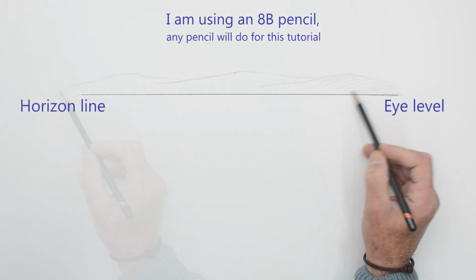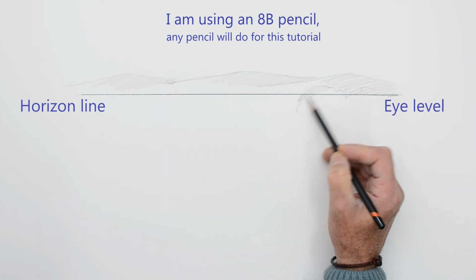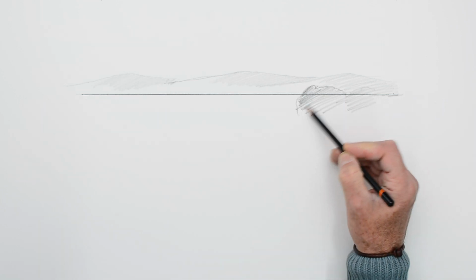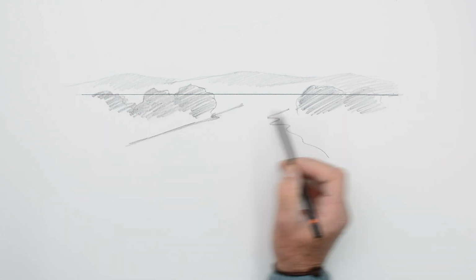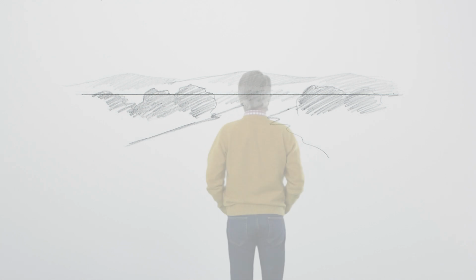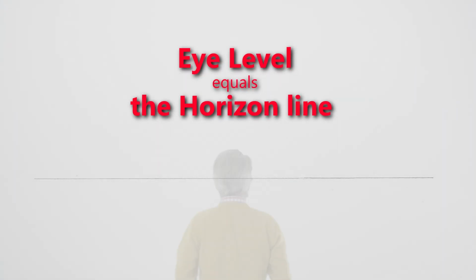Now, imagine, I'm just going to sketch something very, very quickly here. This is not part of the exercise that we're going to look at. Just drawing a little landscape here. Notice the horizon line. You see? There. Now, if I was in the real landscape, I wouldn't be able to see the horizon line, but I would know where it is because of my eye level. Eye level equals horizon line.